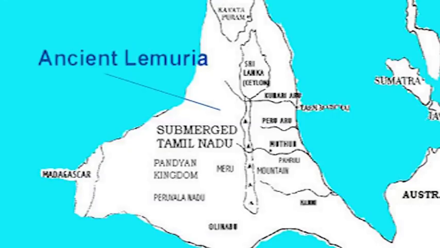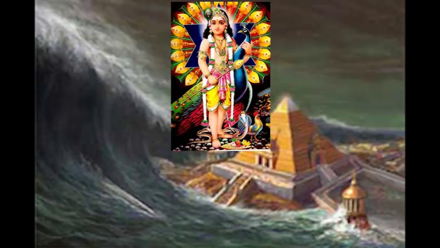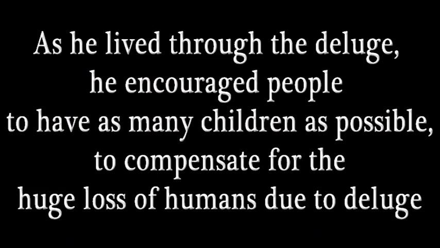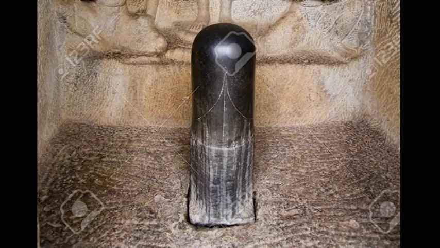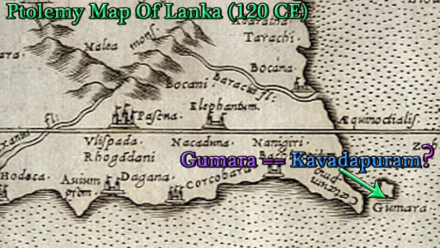Thus, he wasn't born in Lanka but moved to Lanka from the submerged region of Kumari continent along with his people. Hence, he was seen as the protector of people from the floods. As he lived through the deluge, he encouraged people to have as many children as possible to compensate for the huge loss of humans due to the deluge. Hence, he is worshipped as the god of fertility and was associated with the lingam and phallus. He initiated the second Tamil Sangam, and his capital city was called Kavadapuram.